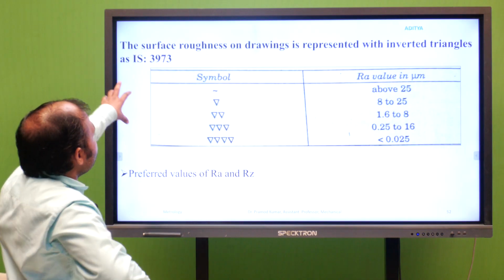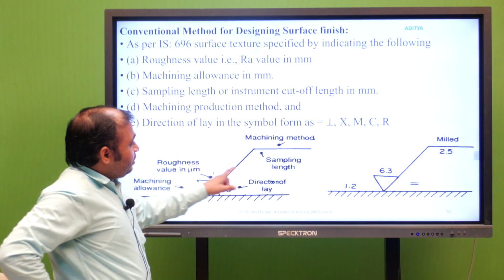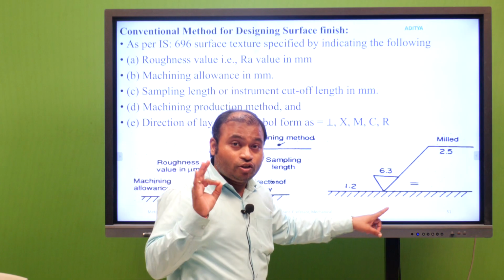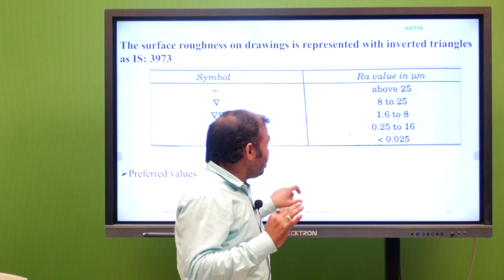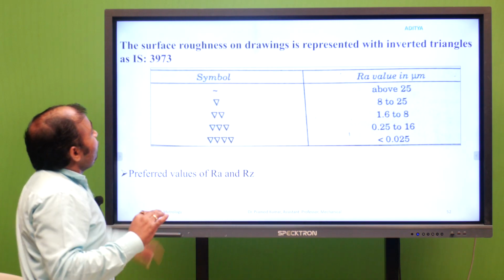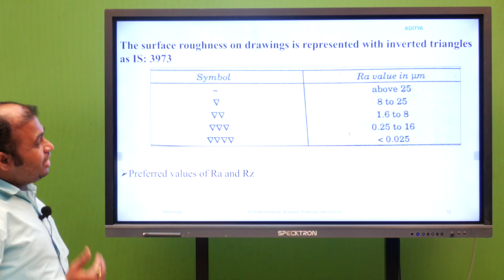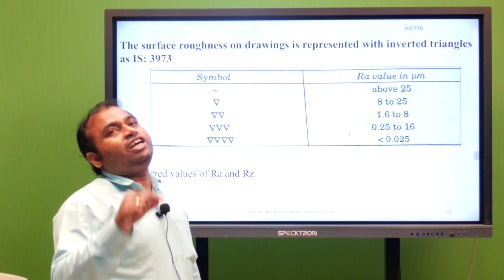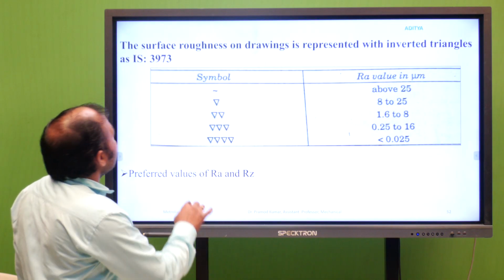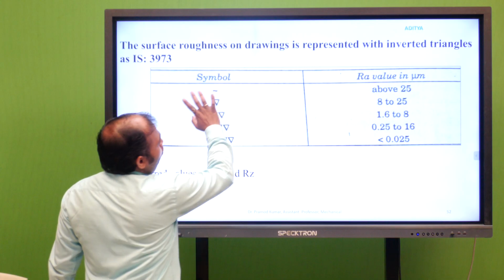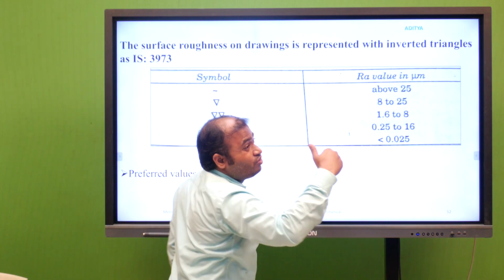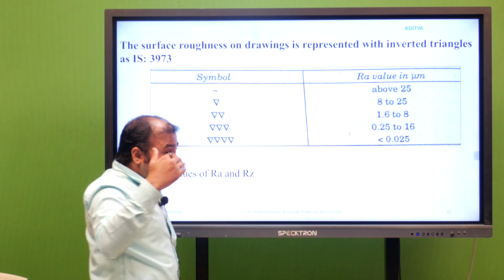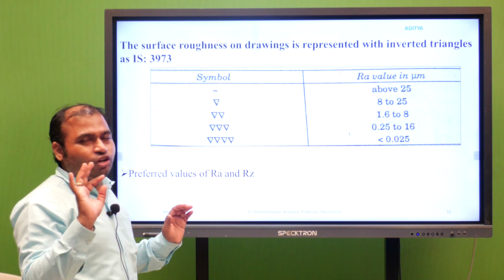Now you can see this one, the triangle is there, this had also some significance. What is the significance you see here? The surface roughness on a drawing is represented with inverted triangles, that surface roughness will be represented with the inverted triangles, right? Now the symbol you can see here, no triangle, if the RA value is above 25, then we need to represent that.